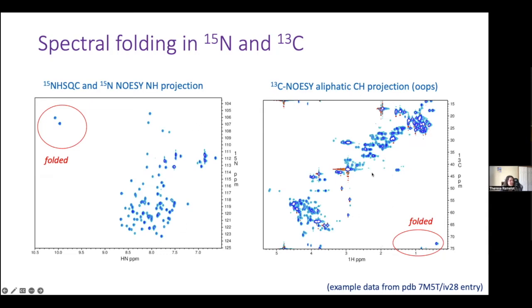And then here's an example where I accidentally chopped my carbon dimension a little too small, and I folded these isoleucine delta peaks from up here down to here. So if you don't put in the correct sweep width for folding, your peak list won't be matching the peaks. So that's an important thing to consider.